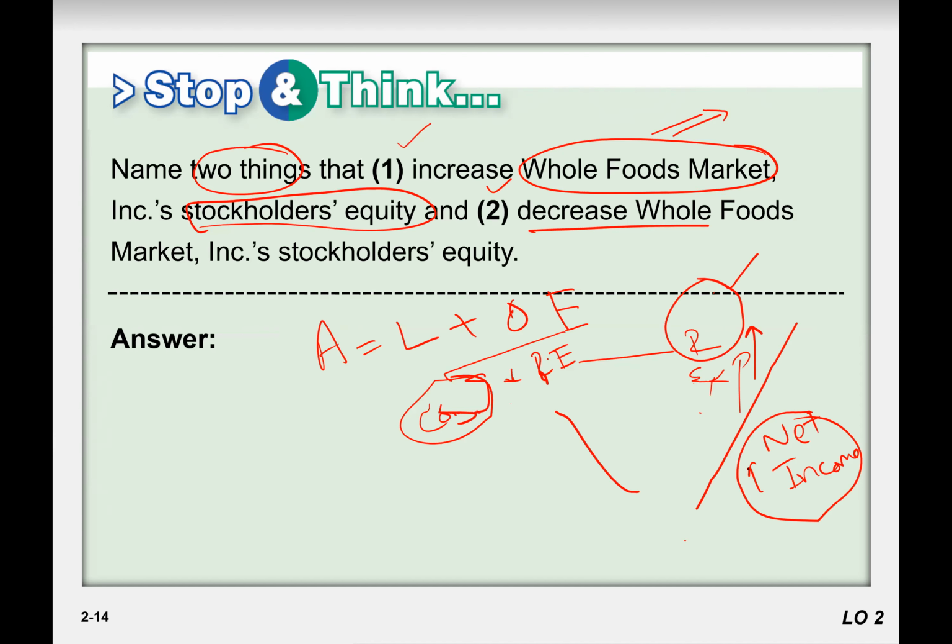If expenses increase, it means net income goes down, right? When net income goes down, net income is directly added to retained earnings, so retained earnings go down, and then owner's equity goes down, right? Or if you buy back your shares from the market, your common stock decreases, right? Or if you sell less, right? So this kind of stuff decreases your owner's equity.